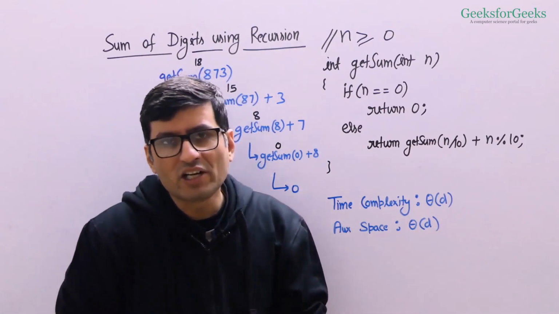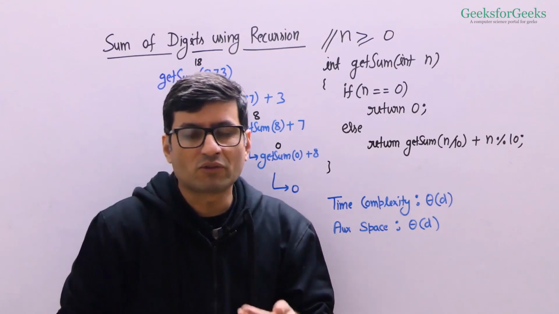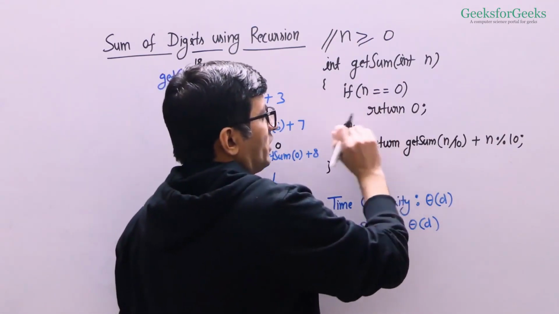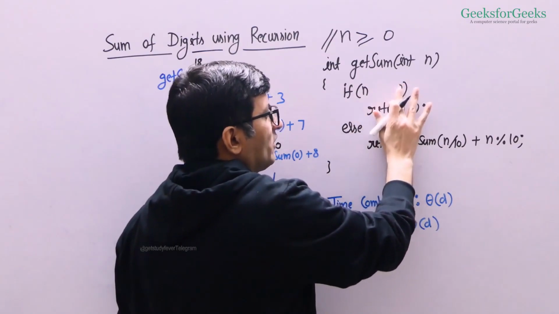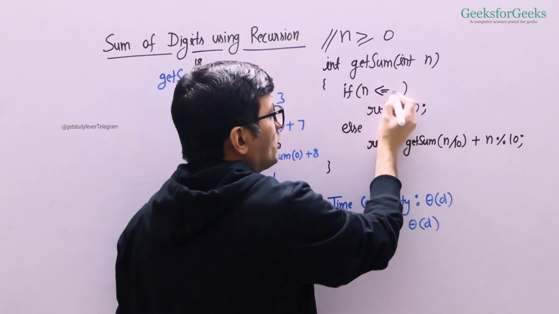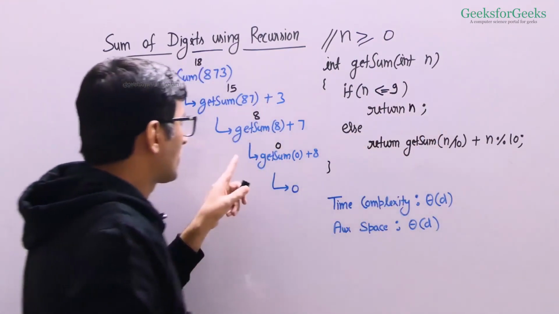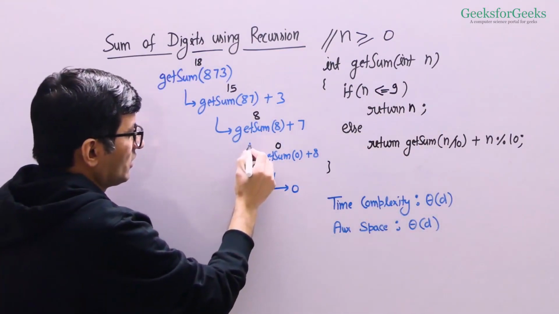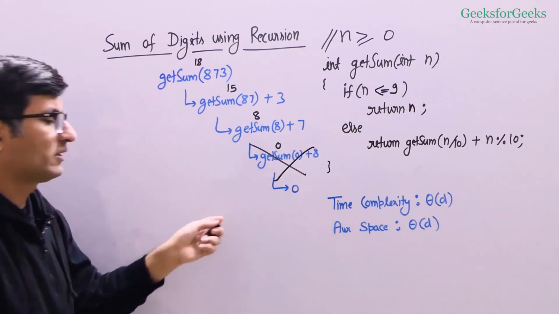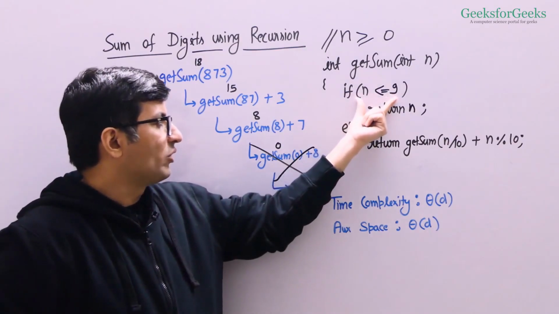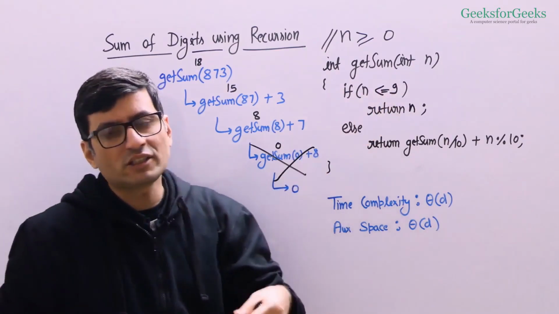See, you can slightly improve the auxiliary space and time from d plus 1 to d. What you can do is you can make this condition better. If n is smaller than or equal to 9, then return n, right? This will reduce one recursive call, right? Now this recursive call won't happen, right? This is another implementation where, instead of going till 0, we stop when we see a single digit.